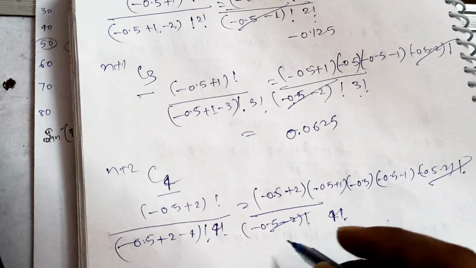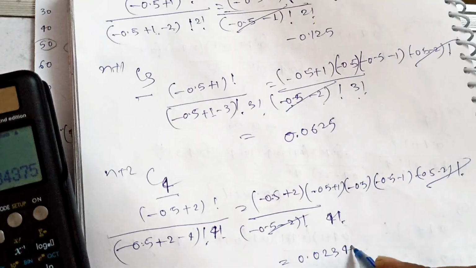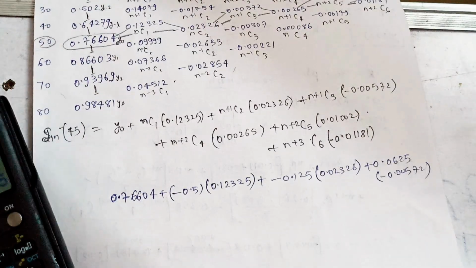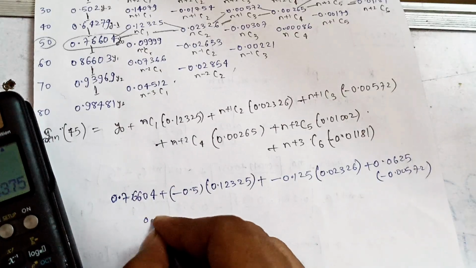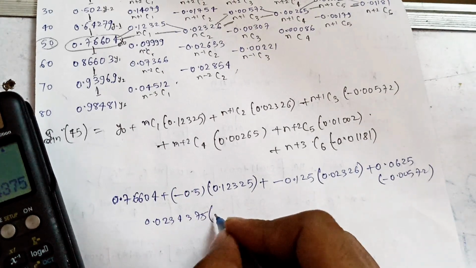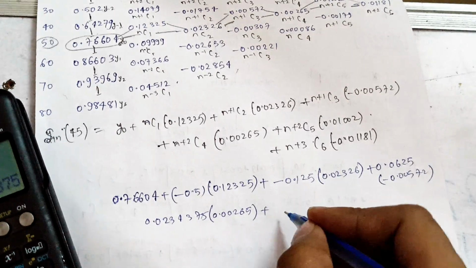Now for the value of n plus 2 C4, let's calculate n plus 2 C4, and on evaluating n plus 2 C4, we are going to get 0.023437. So let's evaluate this. That will be 0.023437 and multiply with 0.00265.